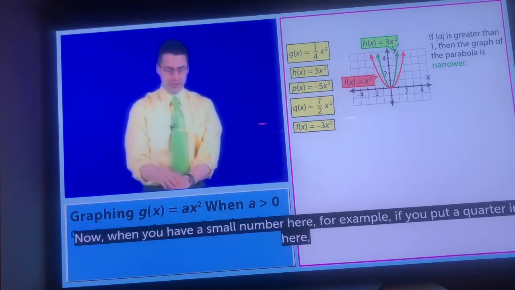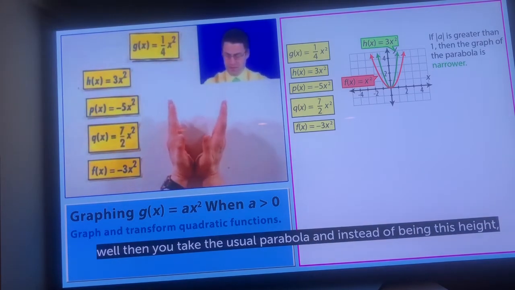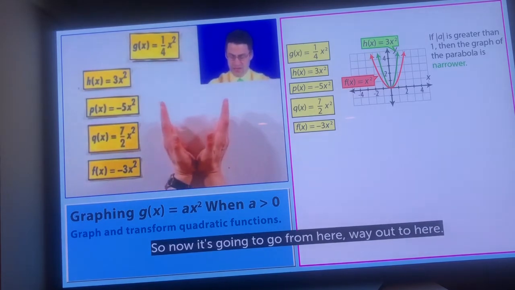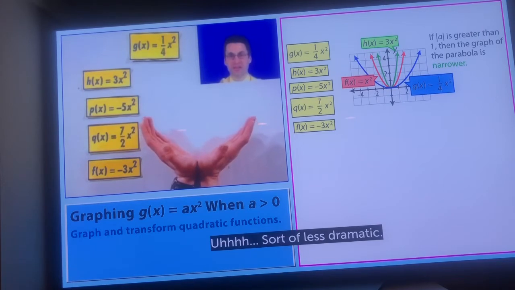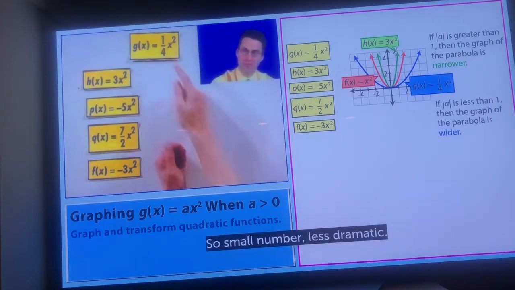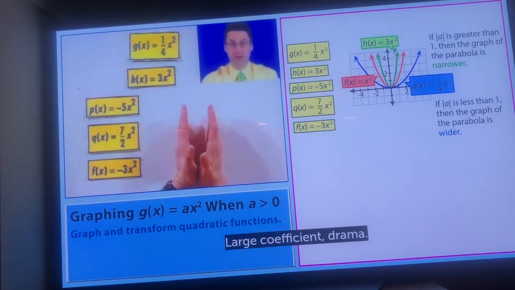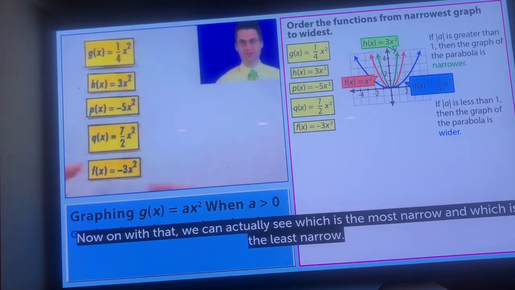Now, when you have a small number here, for example, if you put a quarter in here, then you take the usual parabola, and instead of being this height, we're going to make it a quarter of the size. So now it's going to go from here way out to here. Sort of less dramatic. So small number, less dramatic. Large coefficient, drama.